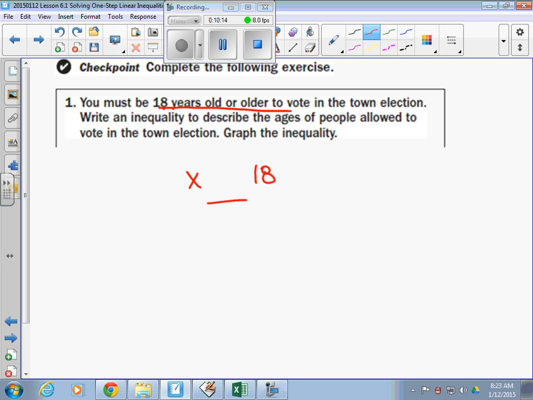Sometimes you're going to have to underline stuff to make it make more sense to you when you're looking at paragraphs and stuff like that. 18 or older. So if you're thinking about the number line, you don't have to get fancy. You just got to show that it's a positive number. You know that it's going to have something to do with the number 18. So you can circle 18. So, or older, that means the numbers are going to be bigger than 18.